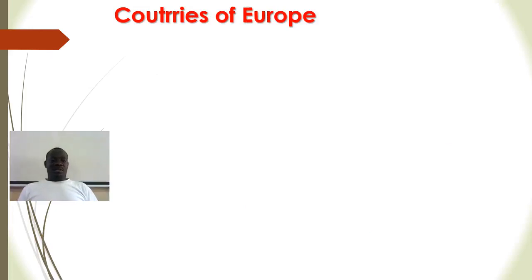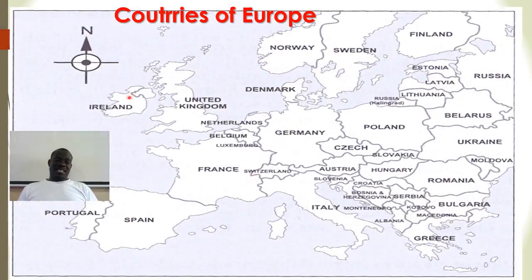Now, to begin with, let us look at the countries of Europe. Here with me is the map of Europe. Here you see a number of countries that make up Europe. We have Portugal here, Spain, France, Switzerland. Some are small, some are big. We see Germany is here, Poland, Austria, and Hungary. There's Slovenia, Croatia, Bosnia, Herzegovina, Serbia. All these countries are there. Greece, Bulgaria, Romania, Ukraine, they are there.